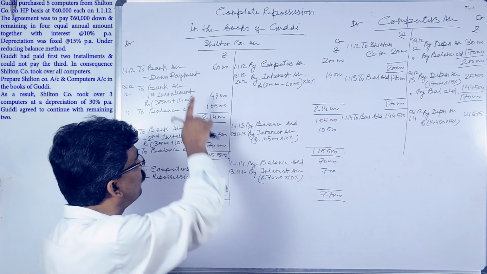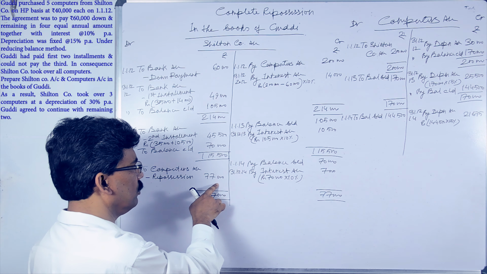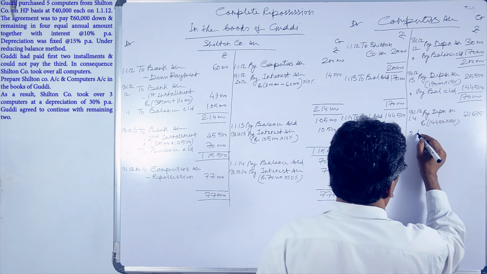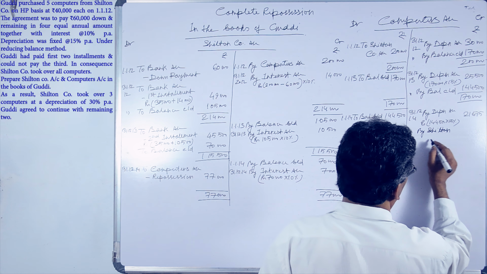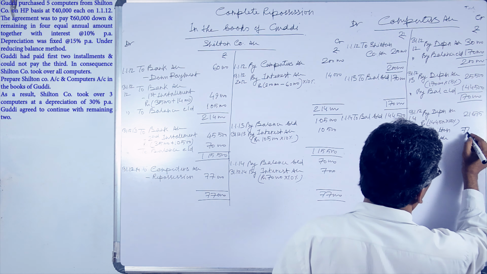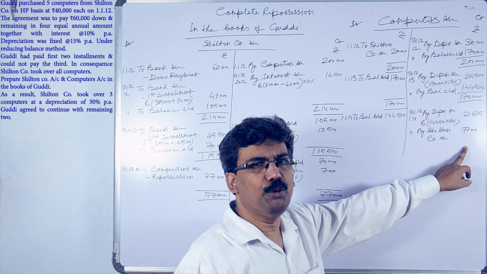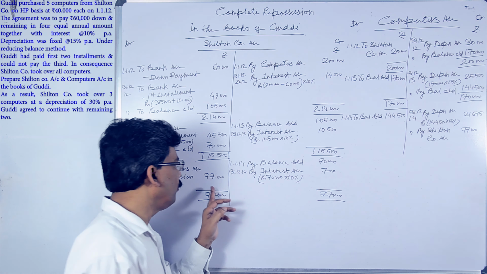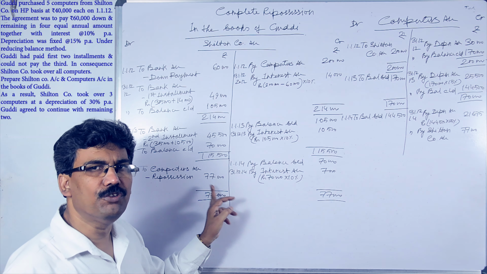Come here and see in Shilton and Company account, we wrote computers account, 77,000. That will go there, in the credit side, by Shilton Company account, it is 77,000. This is the repossessed price. Means Shilton Company has taken all these 5 computers at rupees 77,000. That you can see from here.